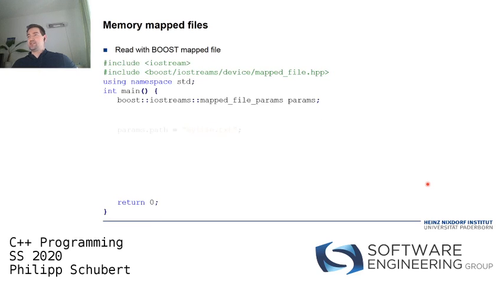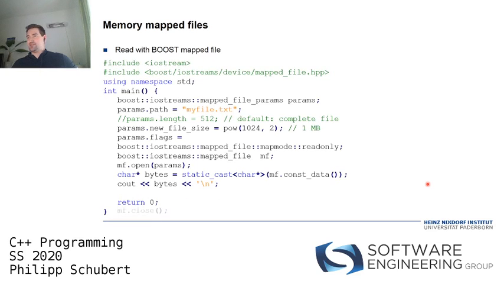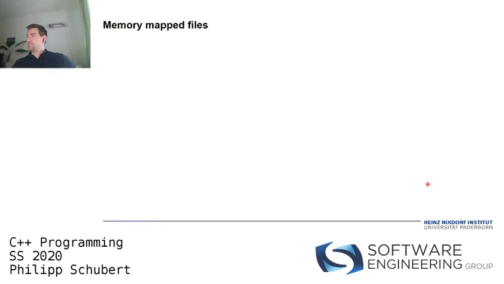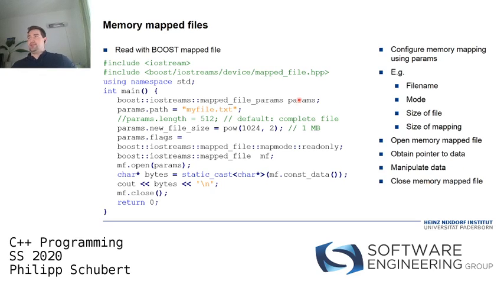How do you do it? I just show you the code and briefly go over it. Okay. So you would include some Boost files: Boost IOStream device mapped file. Then in essence, what you do is you set some file parameters.